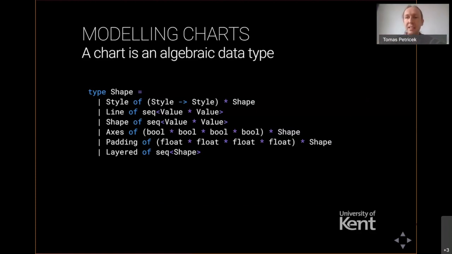The key thing here is layered, which takes a sequence of shape and sort of puts them all together, automatically aligns them. And that involves doing things like figuring out what's the individual scales of those shapes, how they compose to one scale that you can then use for the whole chart.